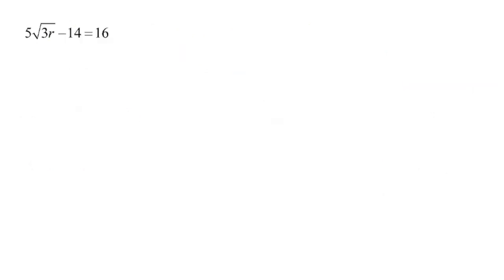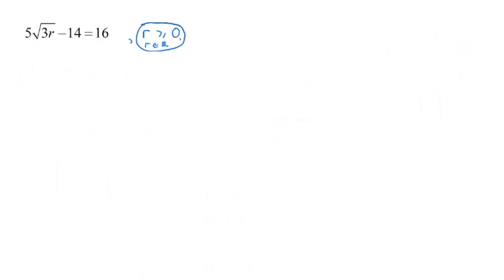For the last one here, why don't you pause the video, see if you can do it, and then come back and see if you're correct. All right, so step number 1, state the restriction. I'm going to take this radicand because it is a square root, and I know that this has to be greater than or equal to 0. So this is a positive number, which means r also has to be positive or it has to be 0.